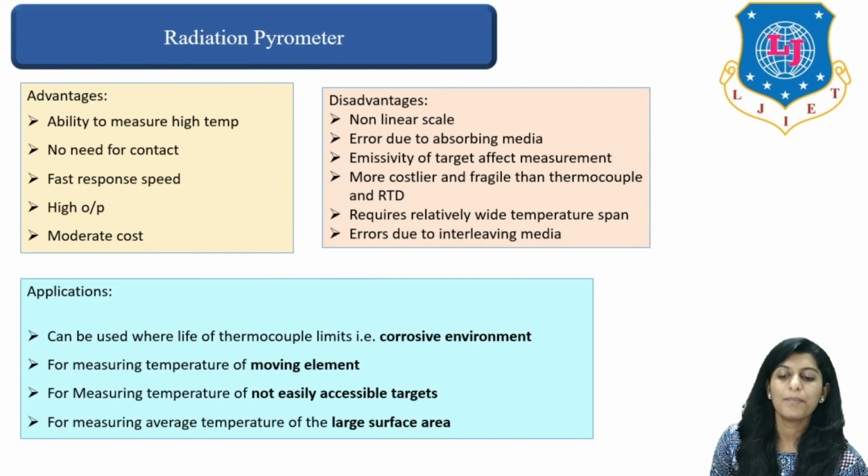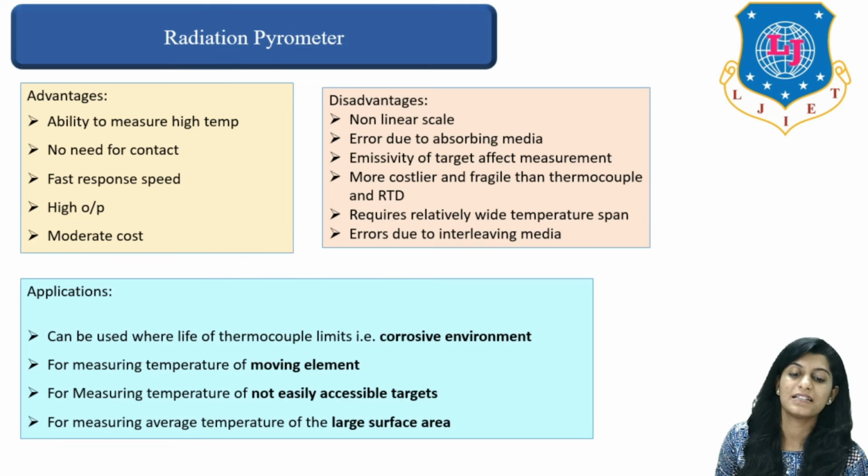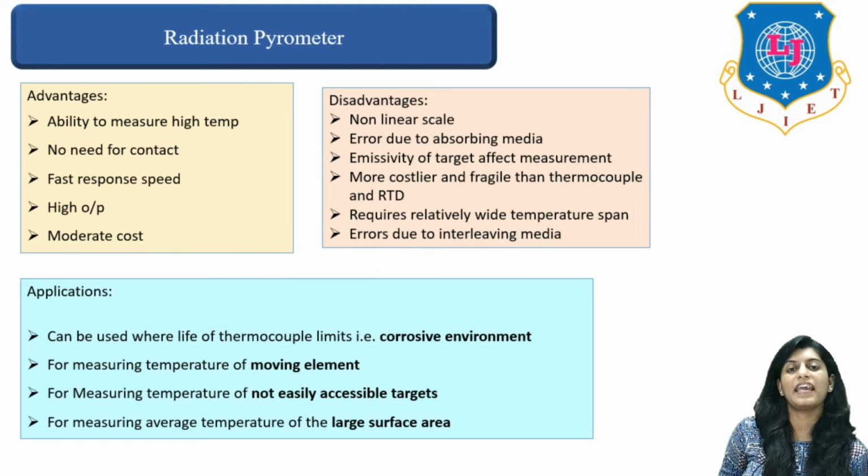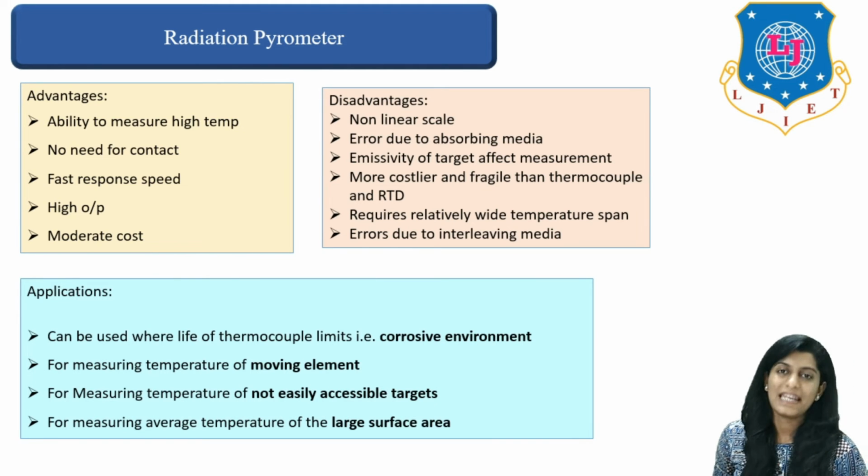Now let us discuss the applications of this pyrometer. It can be used where the life of a thermocouple is limited, that is, in a corrosive environment. Whenever there is a corrosive environment, we can easily use a radiation pyrometer. For any corrosive equipment, corrosive reactors, or corrosive fluid, we can easily use it because there is no direct contact, so there is no way it can harm our pyrometer.